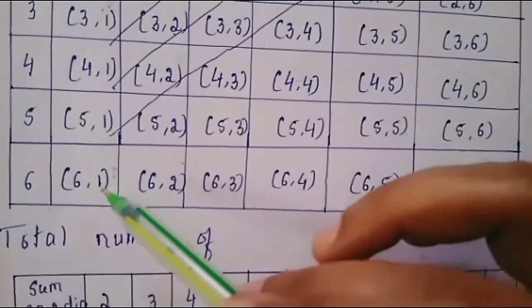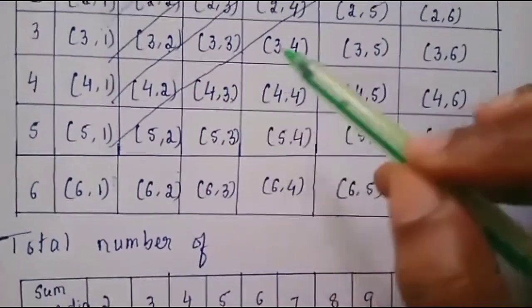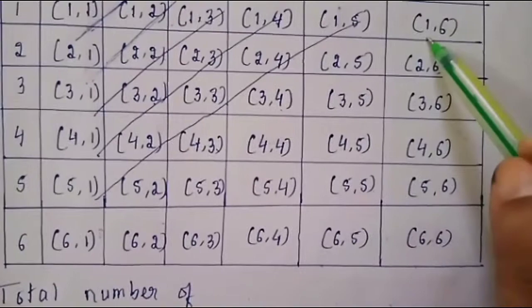Next 7. 6 plus 1, 7. 5 plus 2, 4 plus 3, 3 plus 4, 2 plus 5, 1 plus 6.